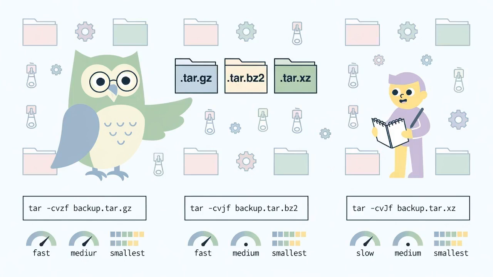-z calls gzip and produces .tar.gz. -j calls bzip2 and produces .tar.bz2. And -J calls xz and produces .tar.xz. The trade-off is simple. Gzip is the fastest, xz compresses the tightest but is the slowest. So choose gzip when you need quick backups and choose xz when every megabyte counts.